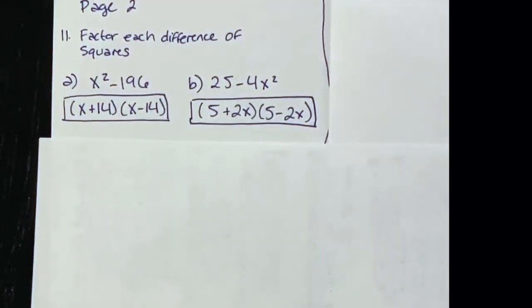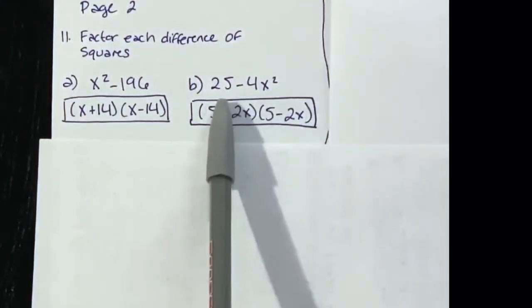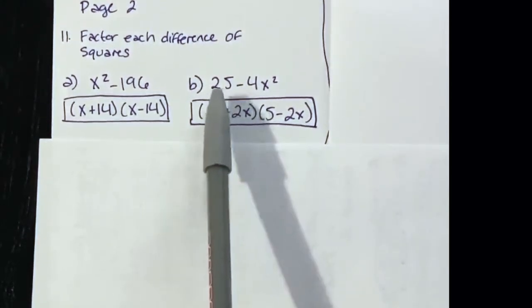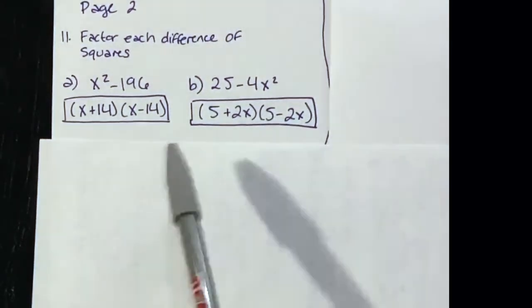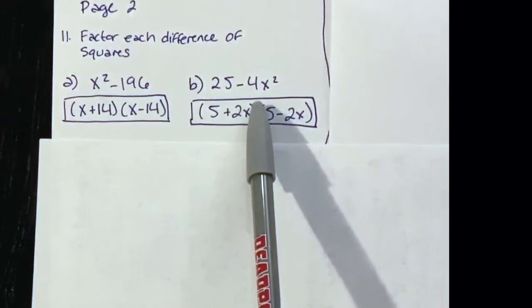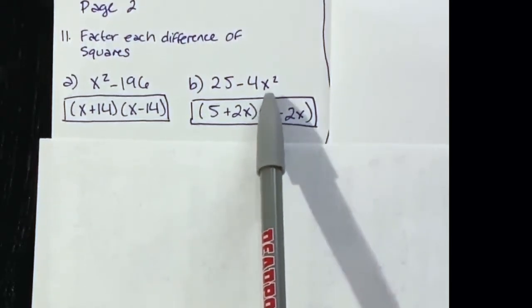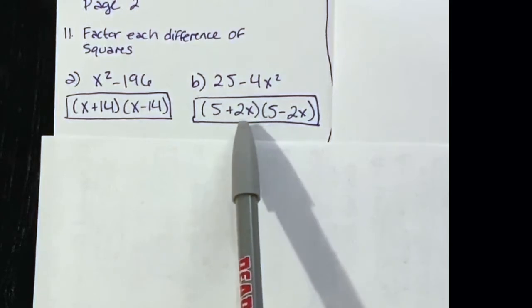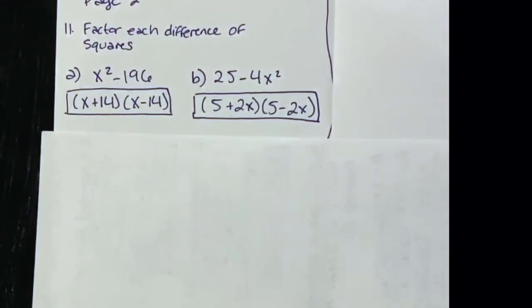For this one here, again, it's the same thing. It's flipped though because we have our regular number that doesn't have a variable on it first, but it's going to work the same way. What times what is 25? 5. So both brackets have a 5 in them. What times what is 4? 2 times 2 is 4. And then we have our x times x is x squared. So one bracket has to have plus 2x, one bracket has minus 2x. If you're kind of confused on that, go back and watch the video where I talked about difference of squares.